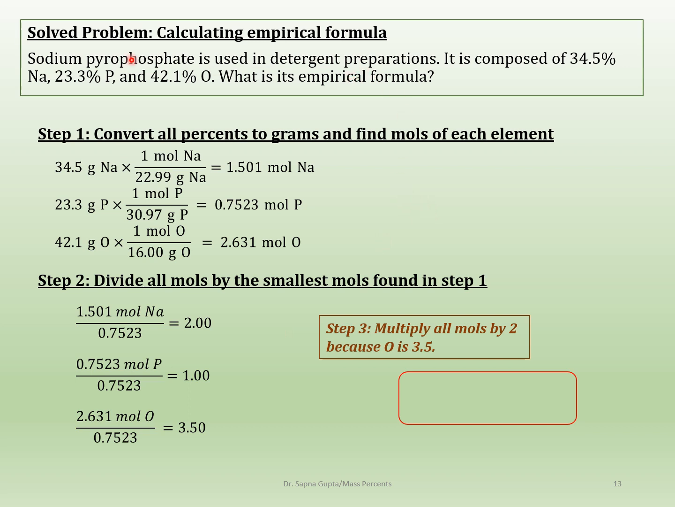Calculating empirical formula: sodium pyrophosphate is used in detergent preparations.